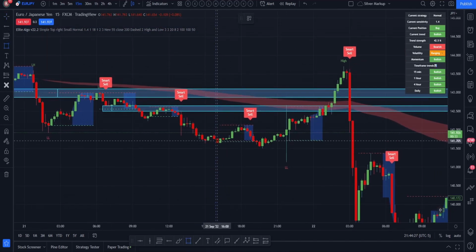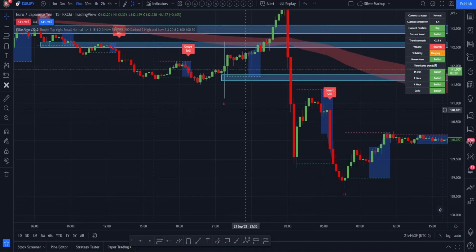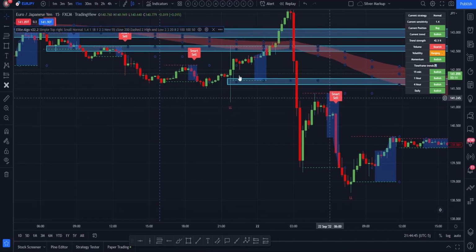You have another zone. It kind of lines up twice between this zone and this zone. You have this zone right here. Now you see that the market doesn't come all the way there, and you miss out on that level. So that's completely fine. But then you have this one here. You get the smart sell. And with that smart sell, you're going to have good areas of opportunity.